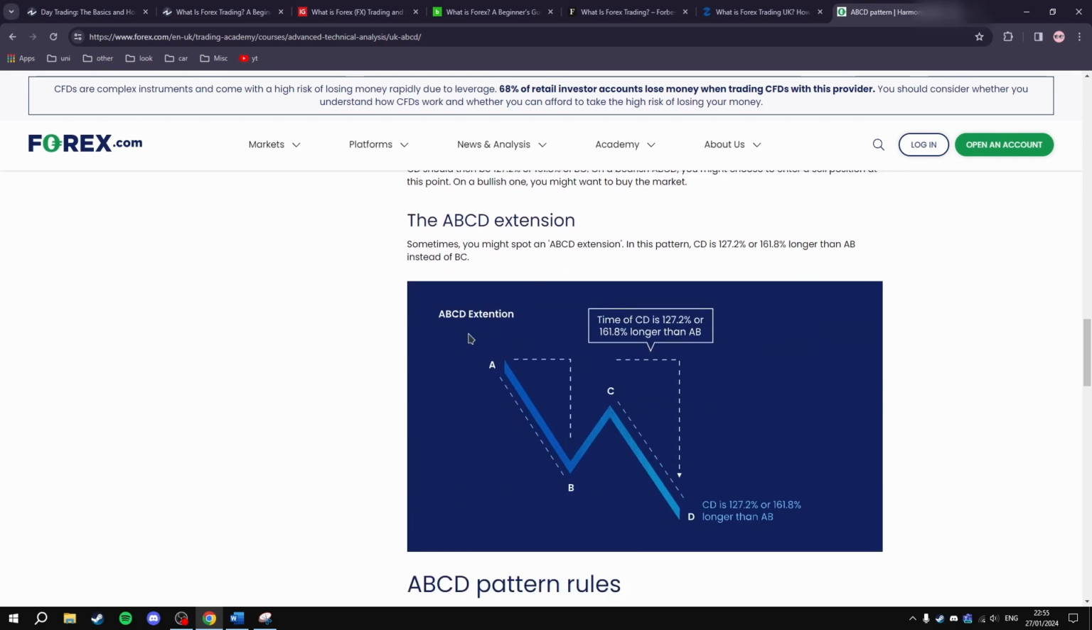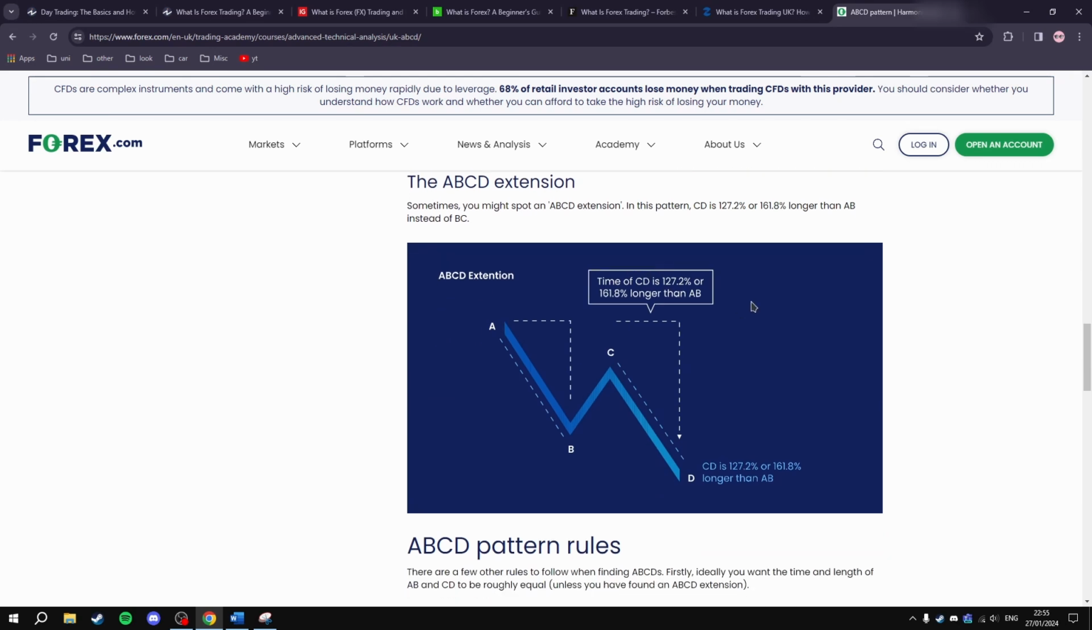The ABCD extension. Sometimes you might spot an ABCD extension. In this pattern, CD is 127.2% or 161.8% larger than AB instead of BC.